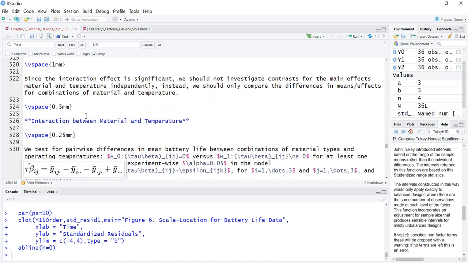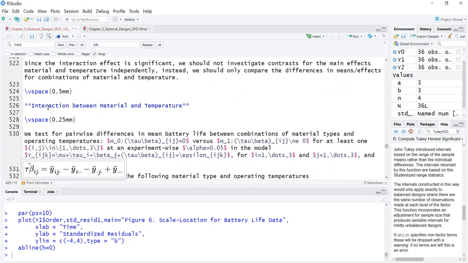So we would do this. Since interaction is important, that's the only thing that we should be testing here. We should not be testing just between different materials. We should not be testing between different temperatures. We need to test the combinations only, okay?